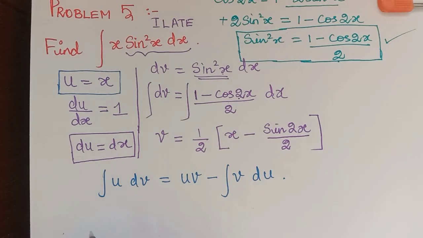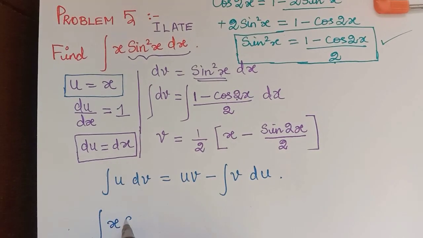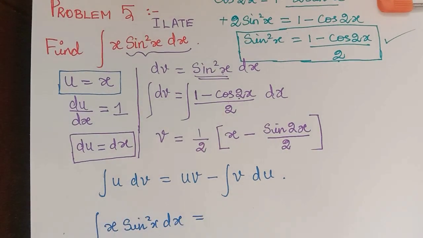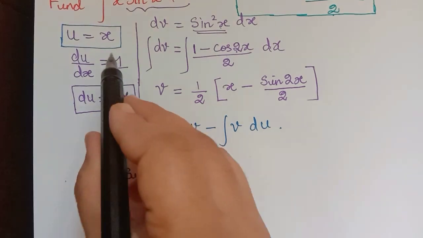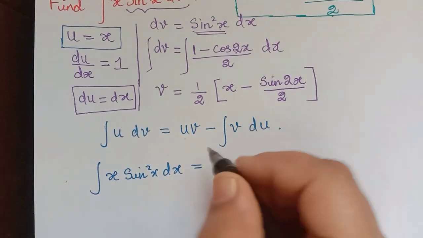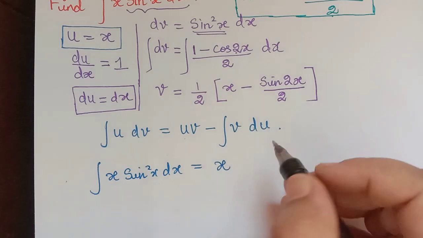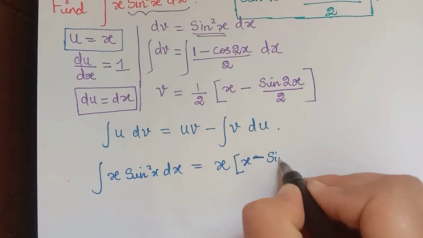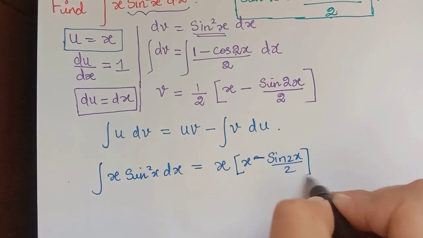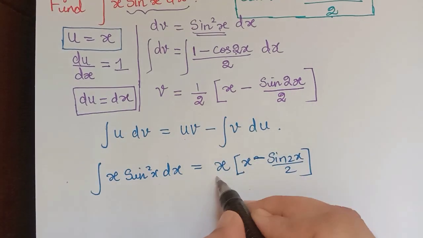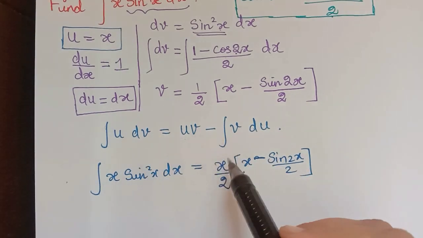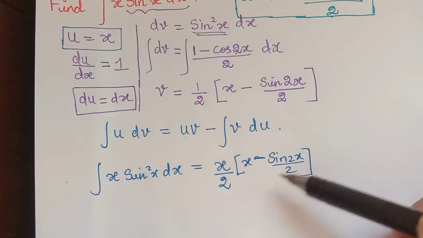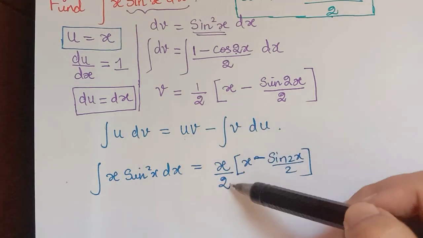So when we substitute, finally we get, the question is integral x sine squared x dx is equal to, first we have to substitute u. u is x, so x multiplied with v. v is what we have obtained: x minus sine 2x divided by 2, and here we have a 2 in the denominator, so we have to write that here. So u is x and v is x minus sine 2x by 2, the whole divided by 2. So this 2 comes over here.